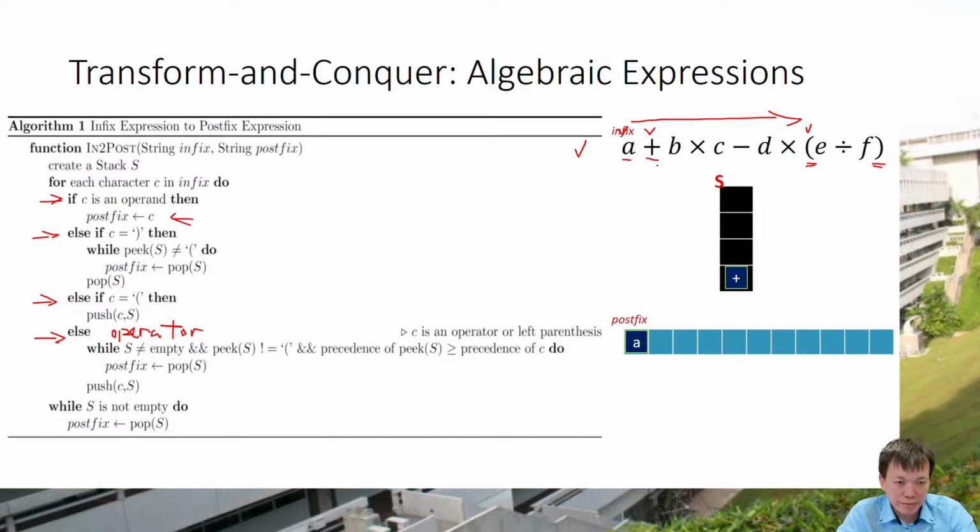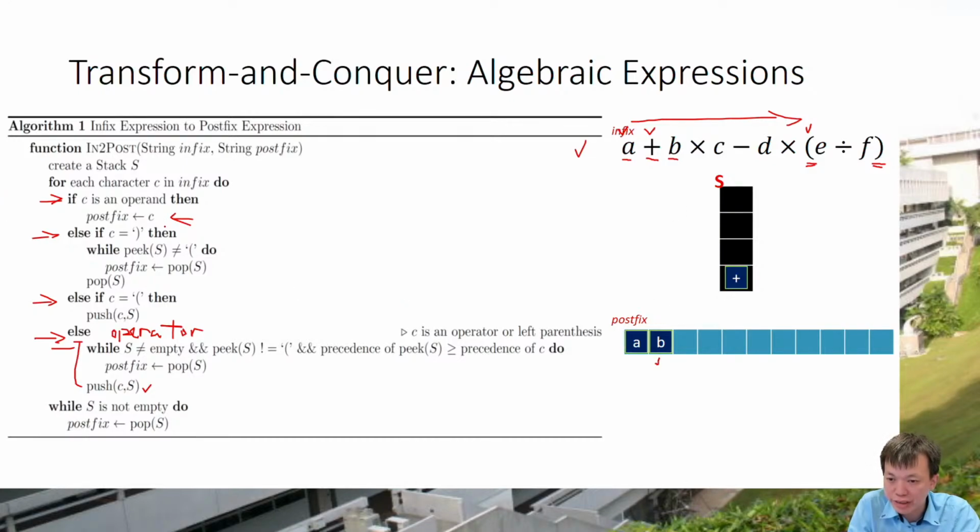If what you read is an operator, okay, you will run this portion. What will you do? You will check your stack. You also need a stack here. At the beginning, not surprisingly, the stack is empty. So if it's empty, then I just push the operator in. So the operator will be pushed into the stack. Next one, B, you just print it out.